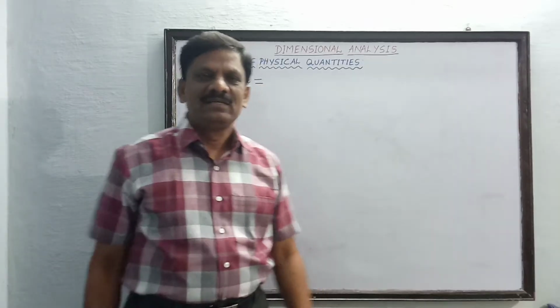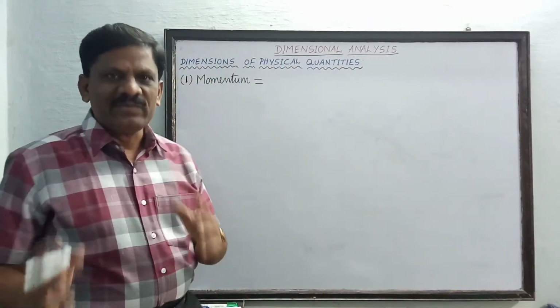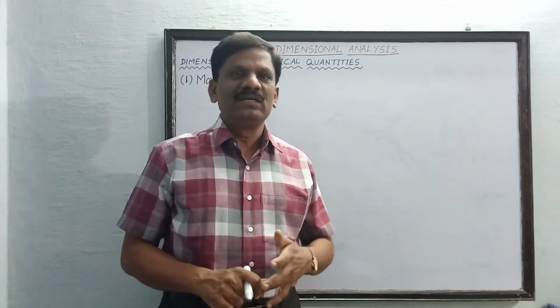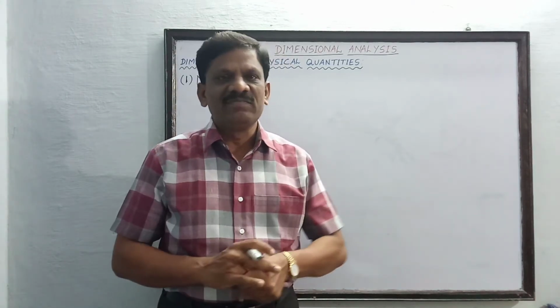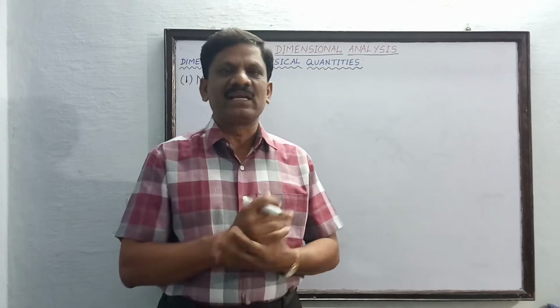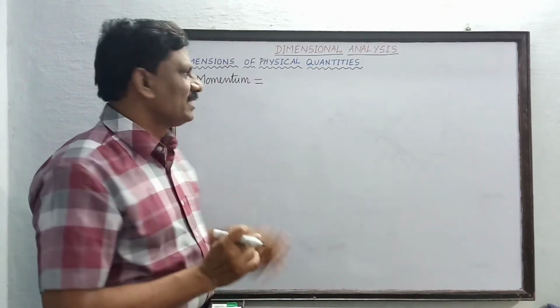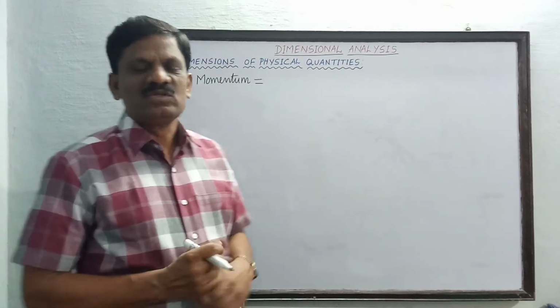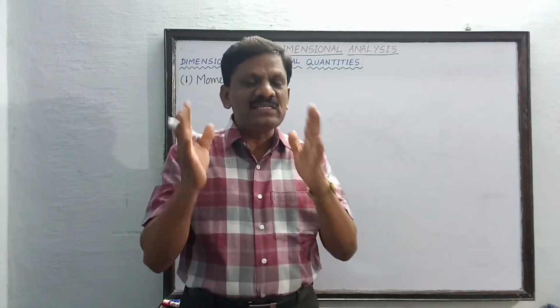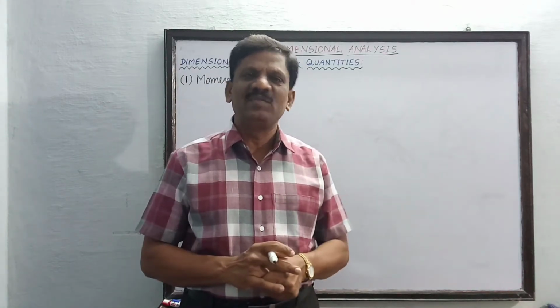Hi students, now we are going to derive the dimensional formula for some of the standard physical quantities which you have studied in the class. First I am going to discuss about momentum. So momentum is defined as what? The quantity of motion associated with the body.